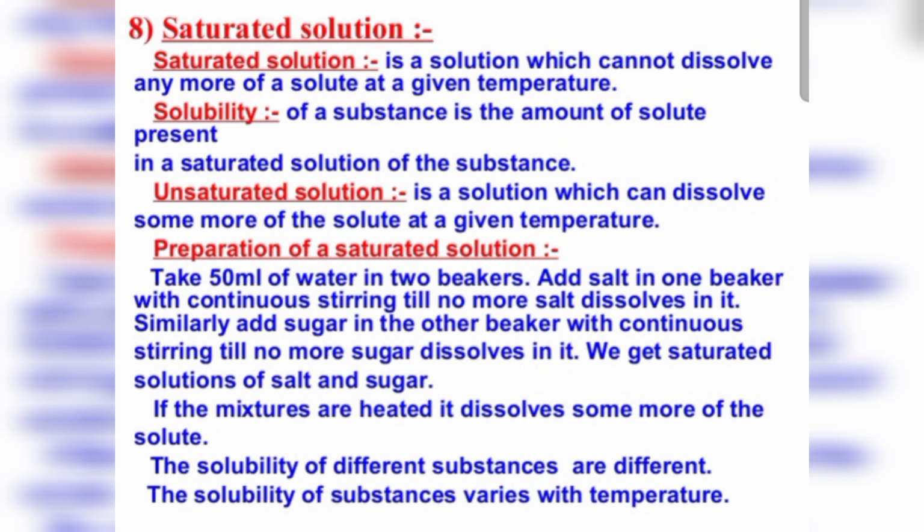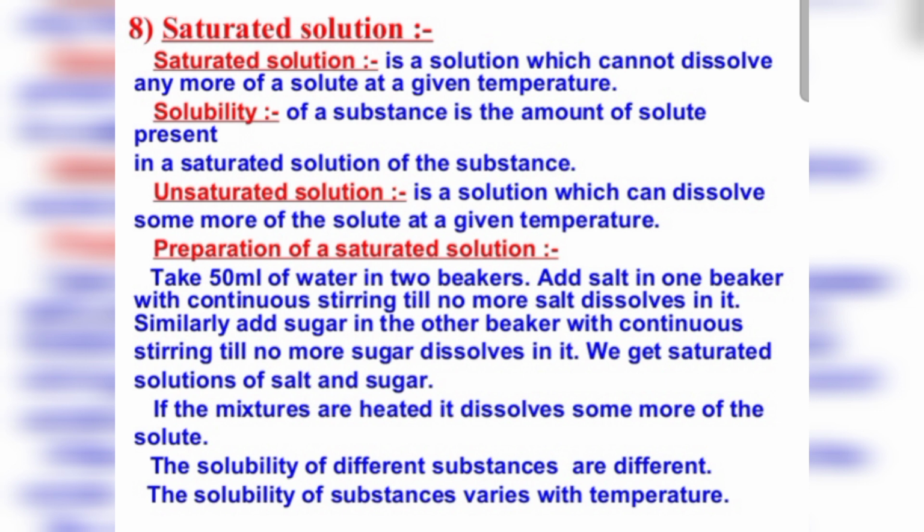An unsaturated solution is a solution which can dissolve some more of the solute at a given temperature. Suppose the solution contains less than the maximum amount of dissolved solute, so we can add more. So it can hold more solute, and this is called an unsaturated solution. For example, 32 gram of salt dissolved in 100 gram of water at 25 degrees Celsius is an unsaturated salt solution, because now 32 gram of salt is dissolved in 100 gram of water at 25 degrees Celsius. That means we can add more solute that can be dissolved at this temperature.